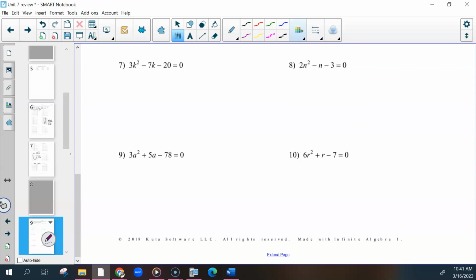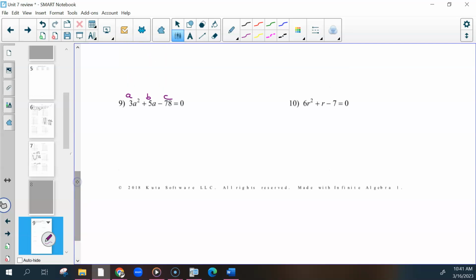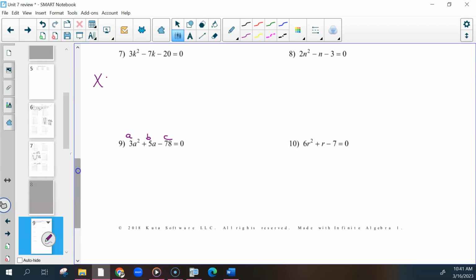Number 9. Label your A, B, and C values, which is just a number. And then this page doesn't have it, but above this or somewhere off to the side, write your formula: x equals negative b plus or minus the square root of b squared minus 4ac all over 2a. And then we can start this process.